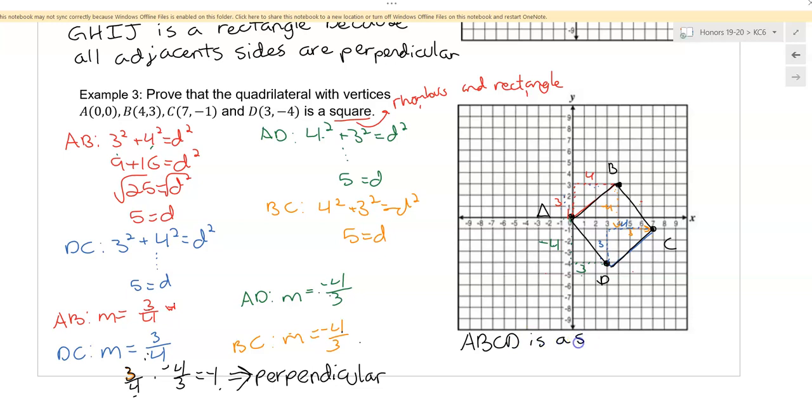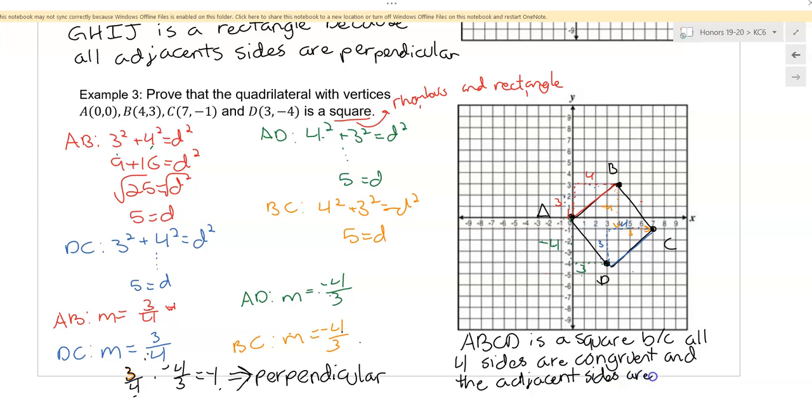A, B, C, D is a square because all four sides are congruent and the adjacent sides are perpendicular.